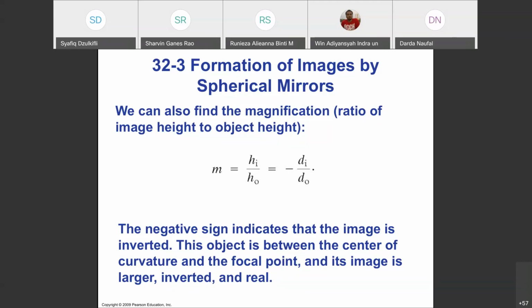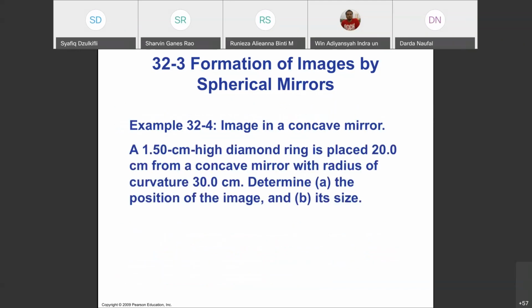The object is between the center of the curvature and the focal point, and its image is larger, inverted, and real. Let's see an example, this one. Image in a concave mirror: a 1.5 centimeter high diamond ring is placed 20 centimeters from a concave mirror with radius of curvature 30 centimeters. Determine the position of the image and its size.